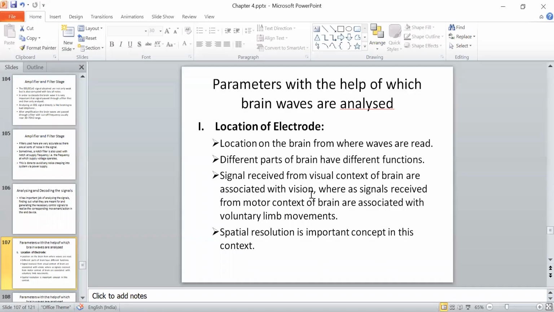If you talk about some memory related thing, or some physical movement, live movement kind of thing, then the signal comes from the motor cortex.